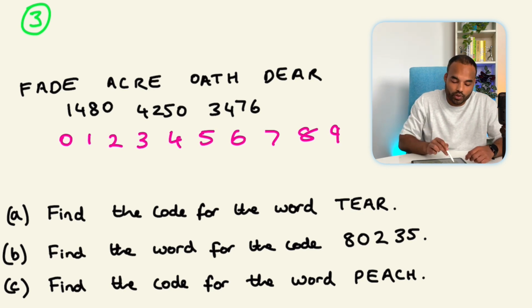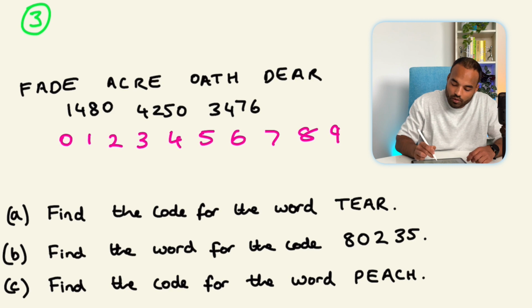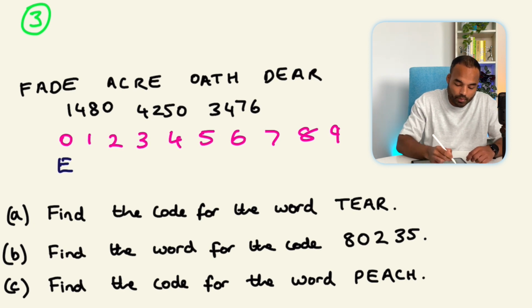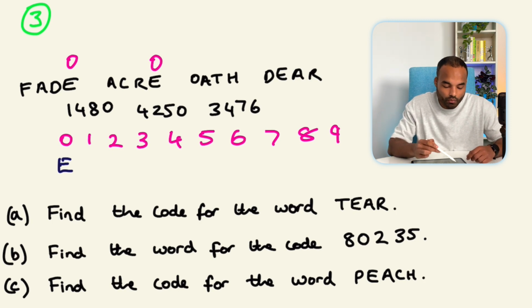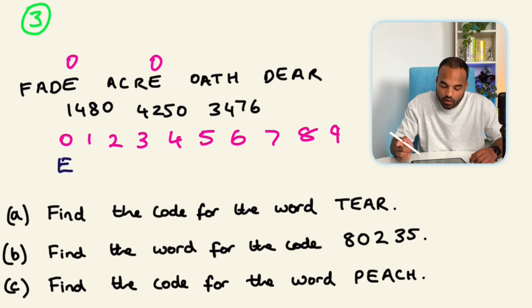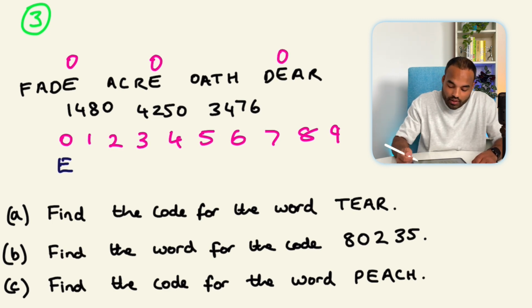So the very first thing we'll do is we'll write down what E is, because we know that E must be 0. So if we come back to our number box, we can say that E must be 0. So I'm going to come over here and say that must be E. At the same time, you can come back and write that on top of the word. So 0 and 0. Do we have any other repeating letters in the same position? Not that I can see. There is an E in deer, so I'm going to come and write a 0 over there.